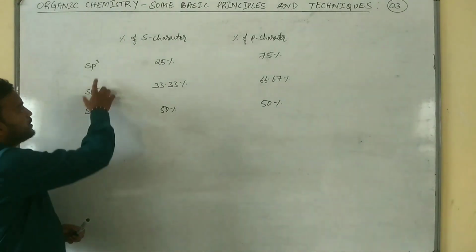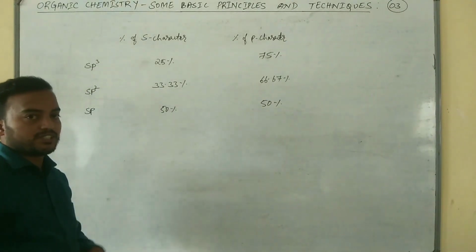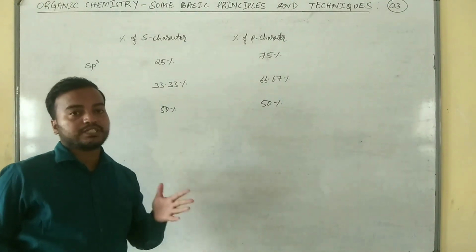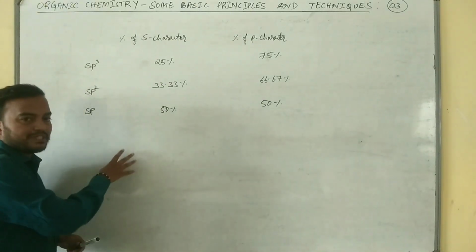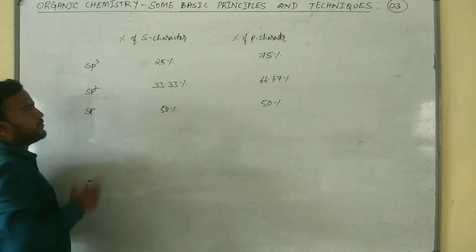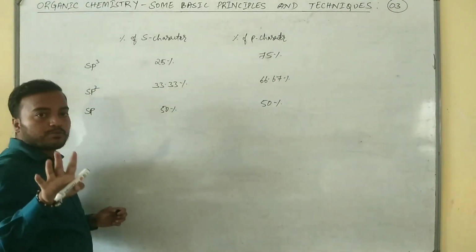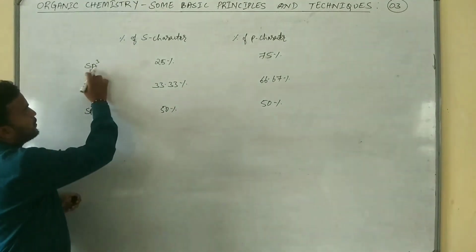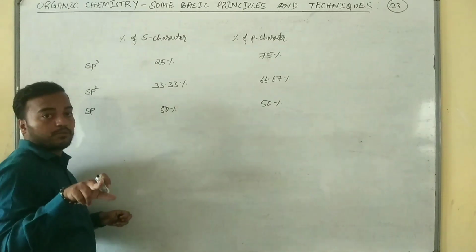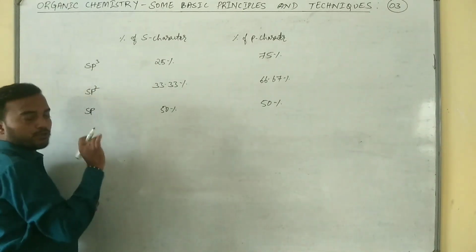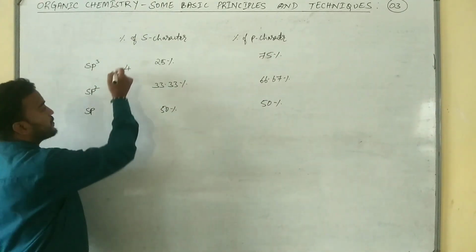So in case of sp3, sp2 and sp type of hybridization, we have to find out the percentage of S character and percentage of P character. It is very simple. In case of sp3 type of hybridization, we have 4 hybridized orbitals: 1 S hybridized orbital and 3 P hybridized orbitals. Total 3 plus 1, 4.